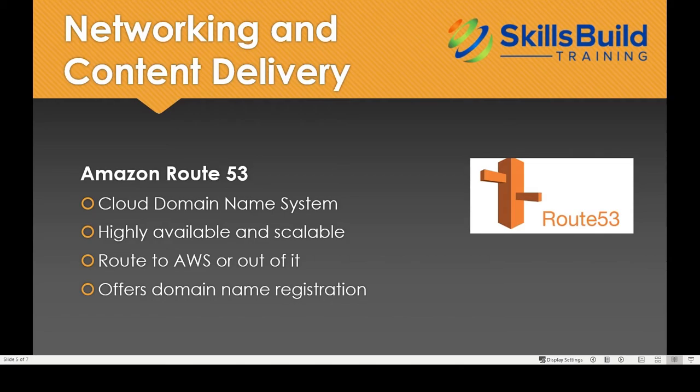Amazon Route 53 effectively connects user requests to infrastructure running in AWS, such as EC2 instances, Elastic Load Balancing load balancers, or Amazon S3 buckets, and can also be used to route users to infrastructure outside of AWS. You can use Amazon Route 53 to configure DNS health checks, to route traffic to healthy endpoints, or to independently monitor the health of your applications and their endpoints.